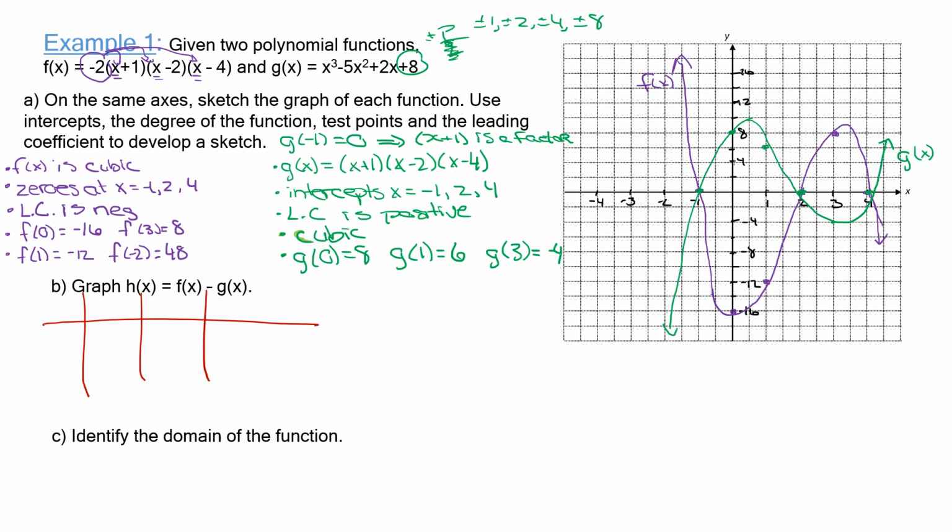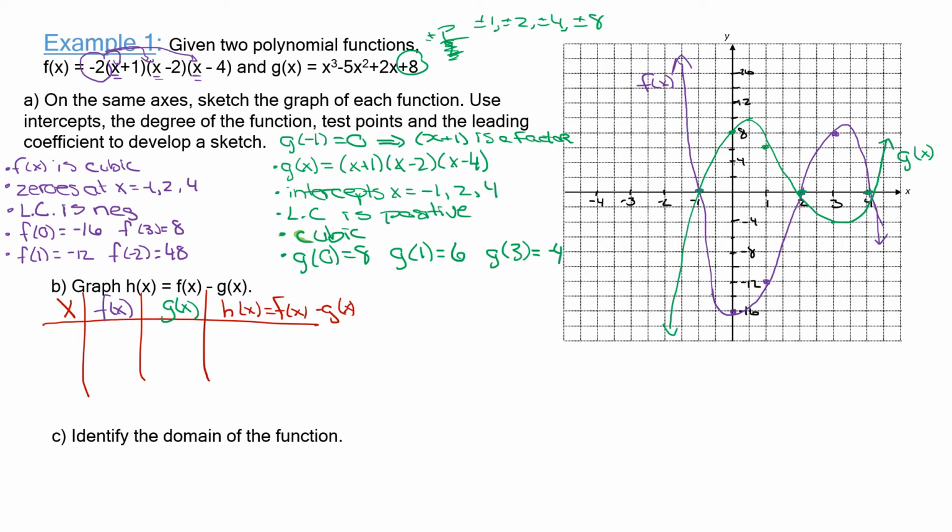What I'm putting here, I'm putting my x values in here, and then since I'm doing f at x minus g at x, I'm going to put my f at x values there, g at x values here, and then my new one, h at x, is f at x minus g at x.